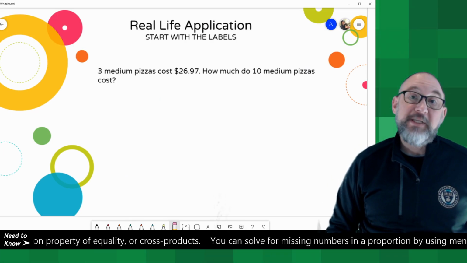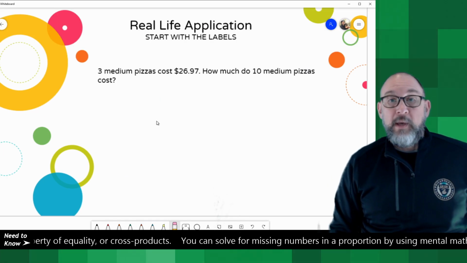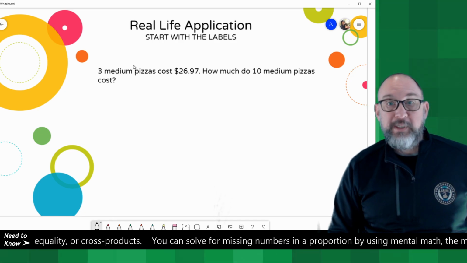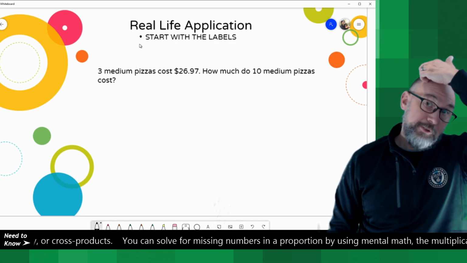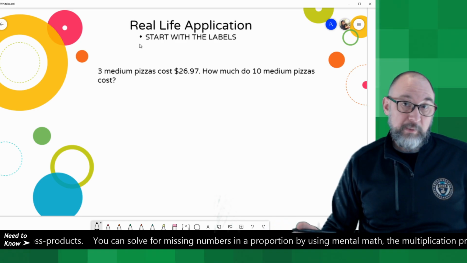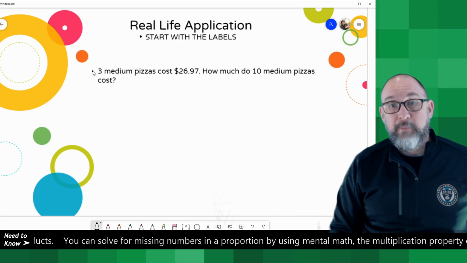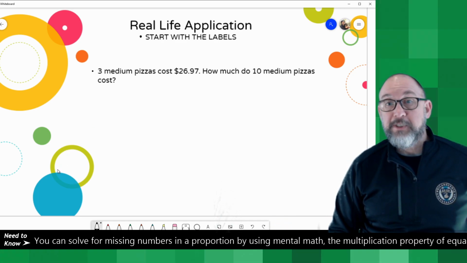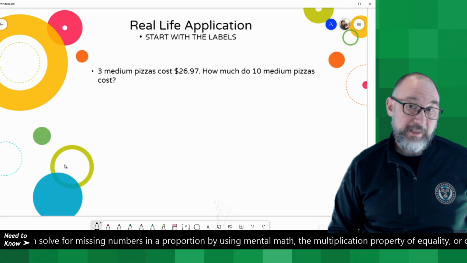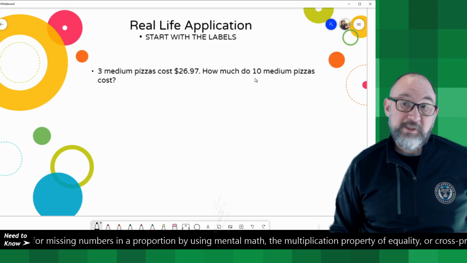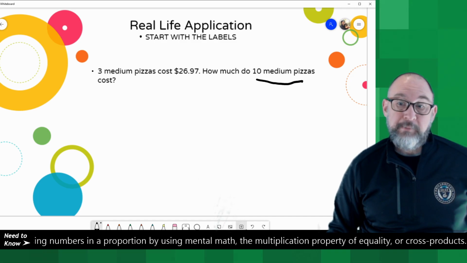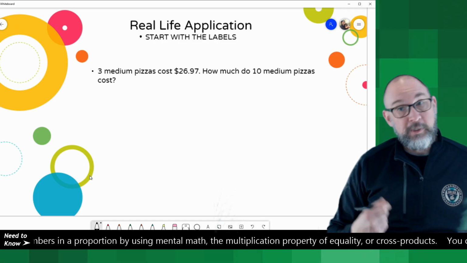Okay, one more problem. Let's do a real-life problem. I'm always going to hammer home for you guys. Always, always, always, please start with the labels because that's going to keep everything in your problem organized. So in my problem, I'm told that 3 medium pizzas cost $26.97. And I want to know how much is it going to cost for 10 medium pizzas. So, start with the labels.